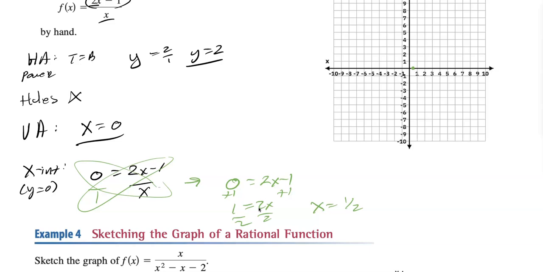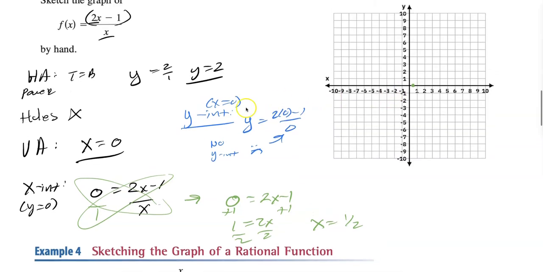Or (1/2, 0). If I want a y-intercept, that's always the easier one. Plug in 0. So I'm going to get y equals 2 times 0 minus 1 over 0. Well, you can't divide by 0. So no y-intercept. Right, so you can't divide by 0, so you actually have no y-intercept.